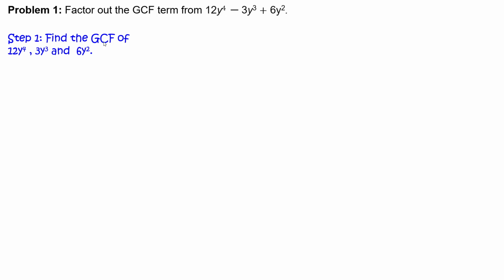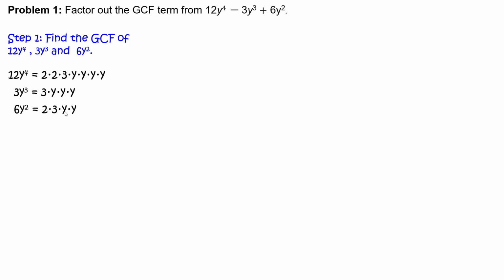All right, so I'm going to find the greatest common factor of 12y to the fourth, which is the first term, 3y cubed, which is the second term, and 6y squared, which is the third term. So 12y to the fourth is 2 times 2 times 3 times y times y times y. 3y cubed is 3 times y times y times y. 6y squared is 2 times 3 times y times y. So that's the prime factorization of all three terms.